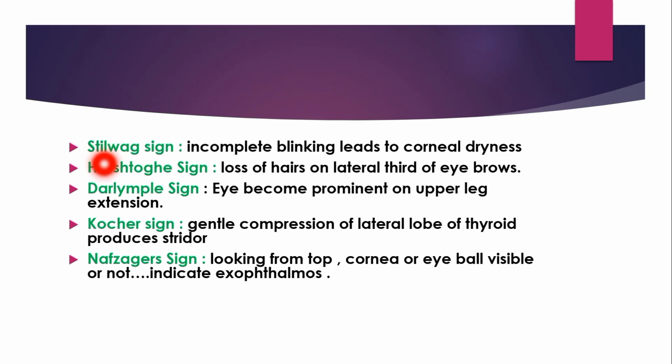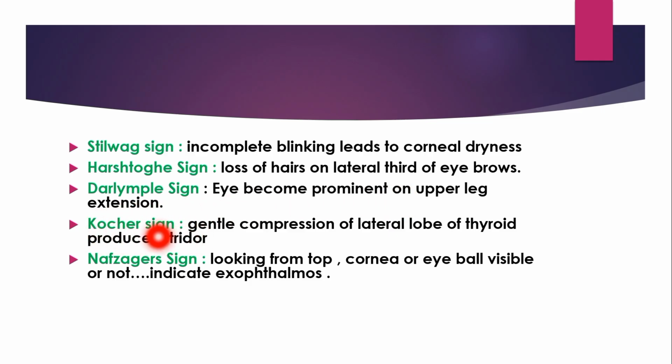Then we have the Stellwag sign. In Stellwag sign, there is incomplete blinking of the eye, which leads to corneal dryness and ulceration. Then there is Dalrymple's sign, in which there is upper lid retraction. Then there is Hertoghe's sign, in which there is loss of hair on the lateral third of the eyebrow. Then there is the limbal sign, in which the eye becomes prominent on upper lid retraction.